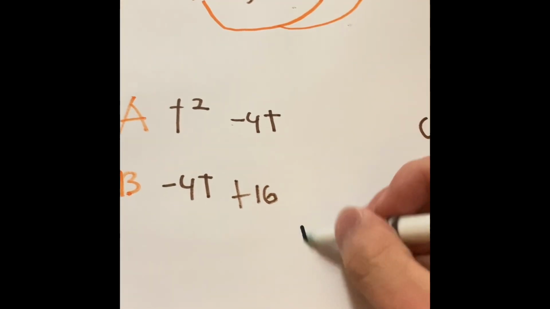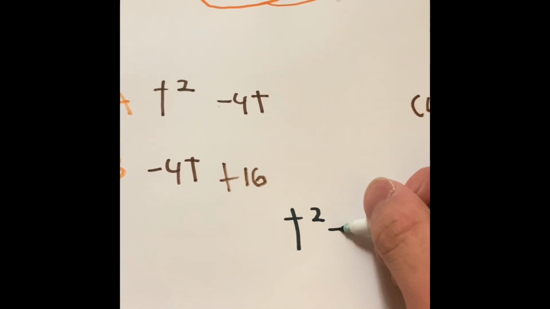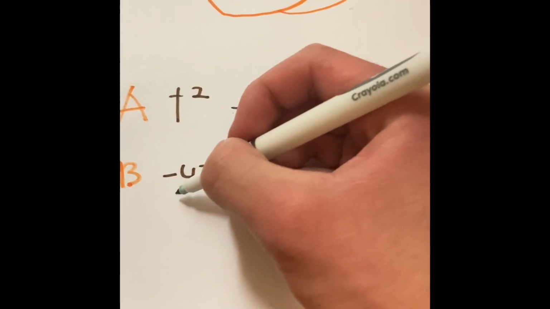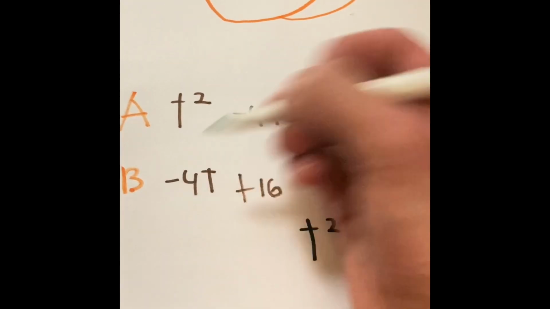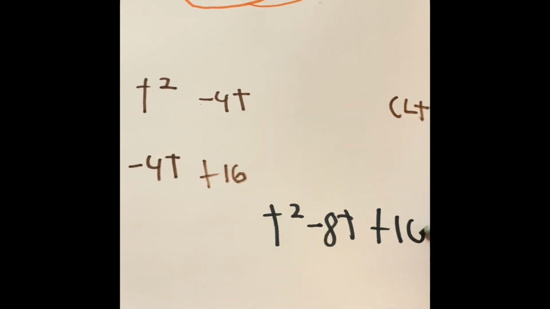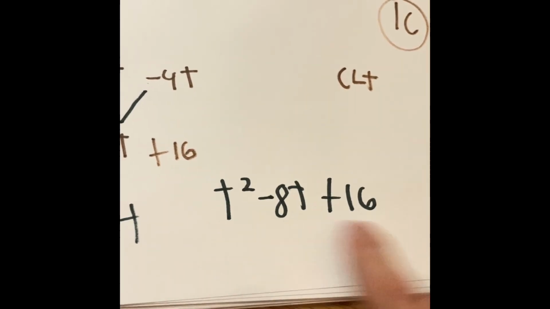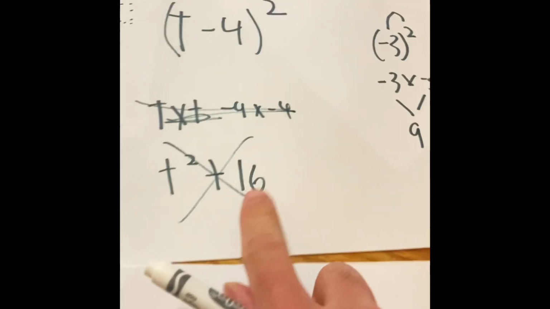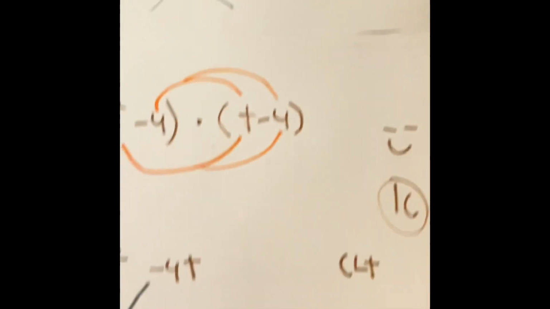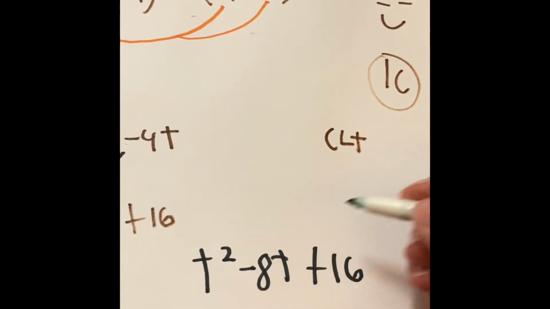So we have t², or t to the second power, minus 8t, because −4t minus 4t is −8t, plus 16. We combine the like terms to get −8t. So here's our final answer, which is a lot different than what students and possibly other people probably got. This is our final answer: t to the second power minus 8t plus 16.